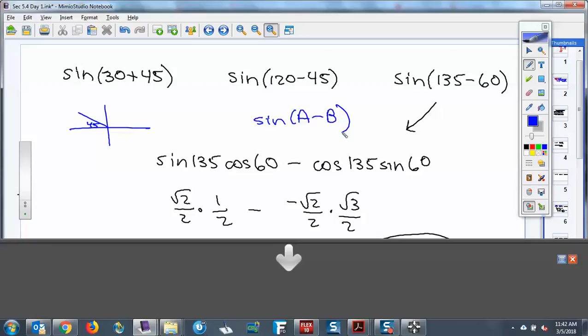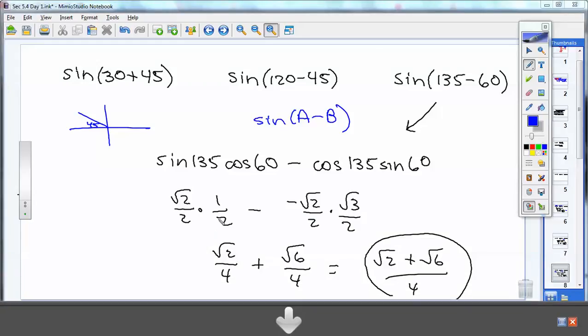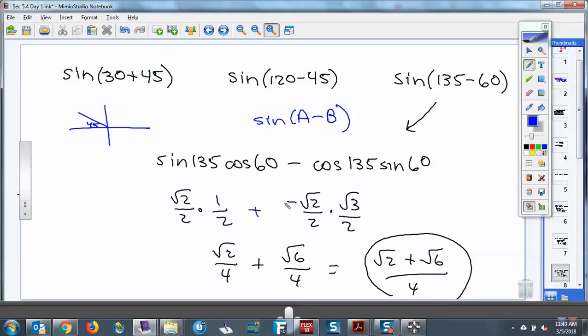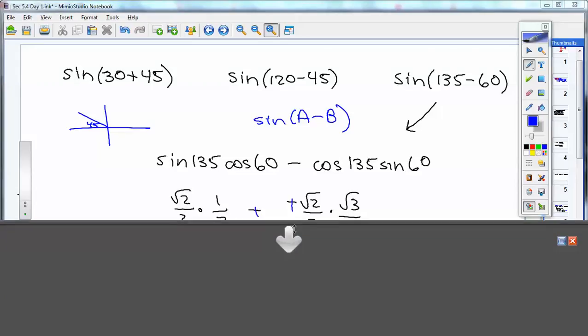Now, there's a sine A plus B that you would use on this first one, but on these I would use A minus B, so your A is 135, and your B is 60. Yes, not negative 60, but 60, because the minus is already there as part of the formula. Good question, though. So again, minus the negative is going to end up being plus. So you're going to get root 2 over 4, root 6 over 4, and positive, right? So that's how these formulas are going to work.